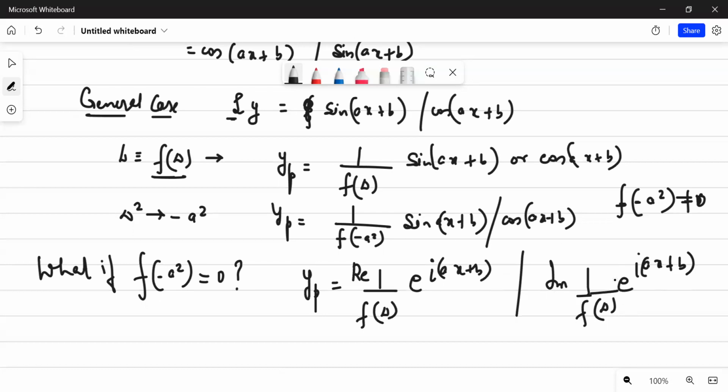And all you need to do is follow the approach you had in the exponential case. You just have to follow the same approach. Is that clear or not clear?